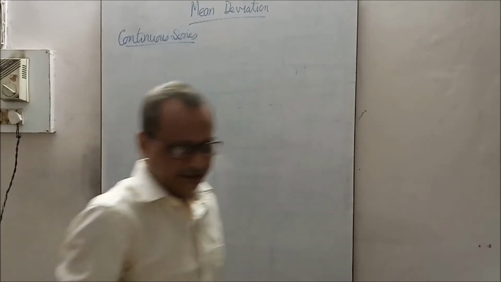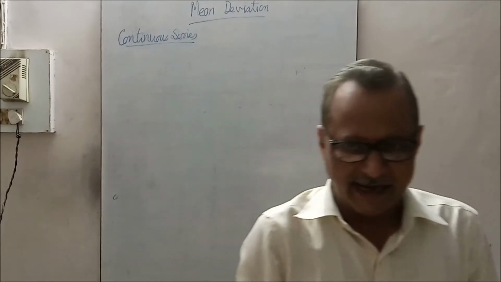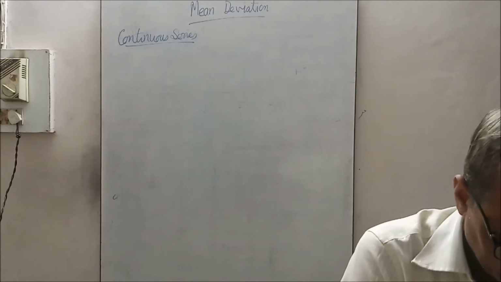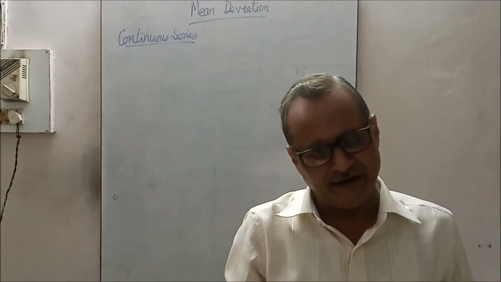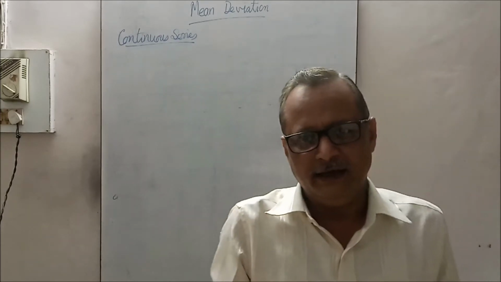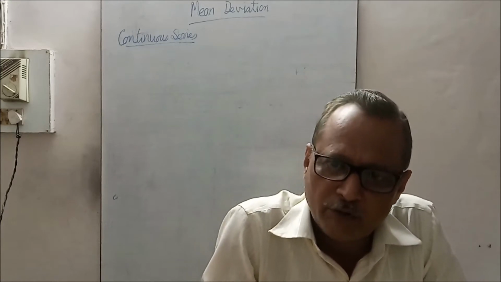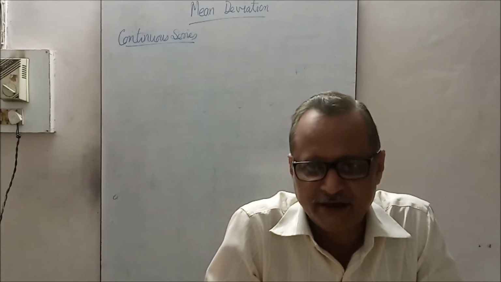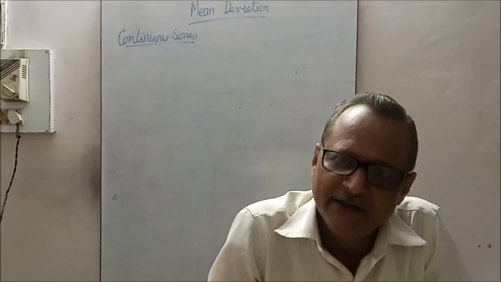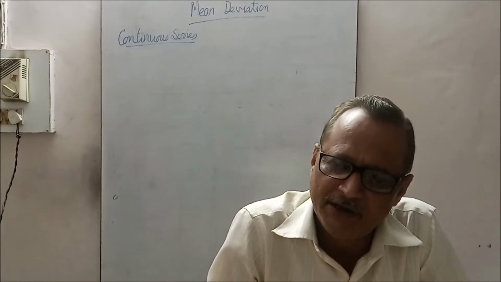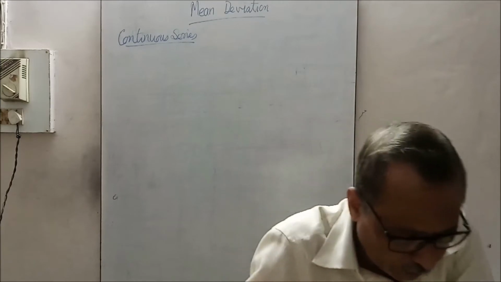In the continuous series, the size of item is given in the class interval. First we will find the mean, the average mean, as you have already calculated and know how to calculate the arithmetic mean. Then we will find the deviation from the mean, and frequency into deviation from the mean, likewise in the median.